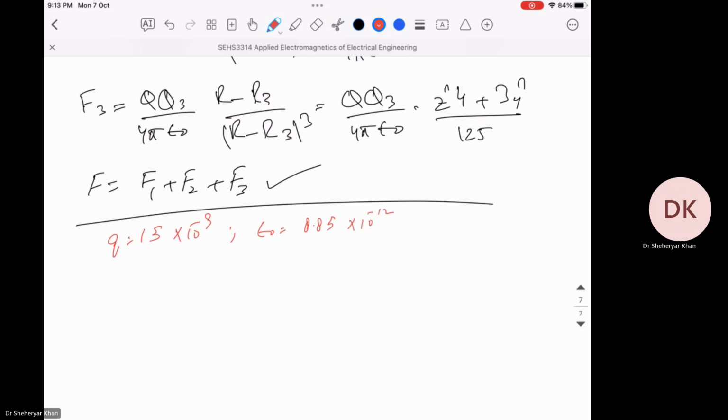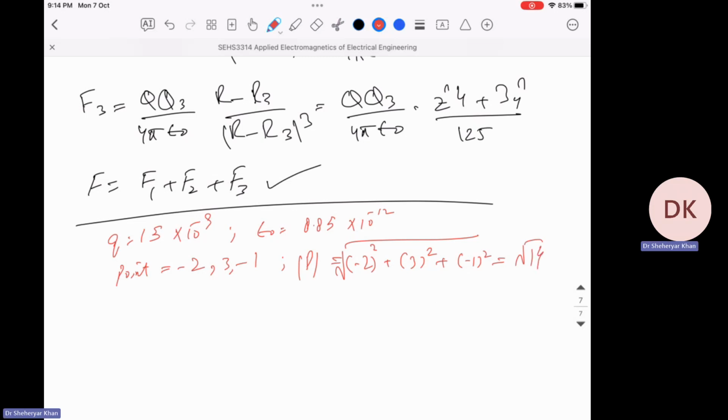This will be given. Okay, first, what's the point? The point is (-2, 3, -1). So the amplitude is the square root of (-2) squared plus 3 squared plus (-1) squared, and it should be root 14. Make sure that you take the minus inside, otherwise the answer will be wrong.